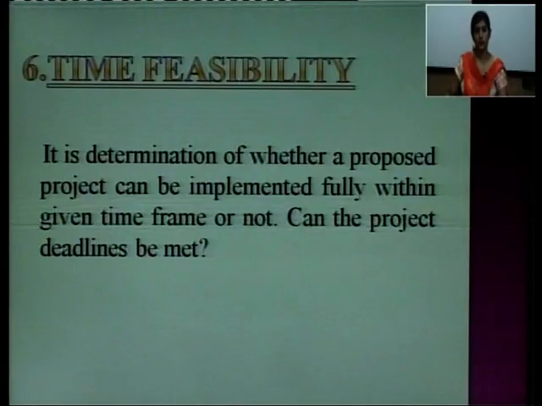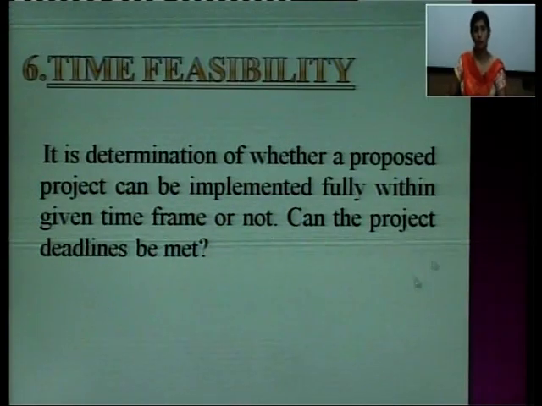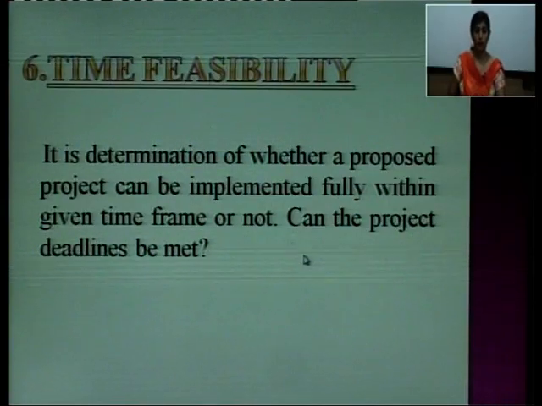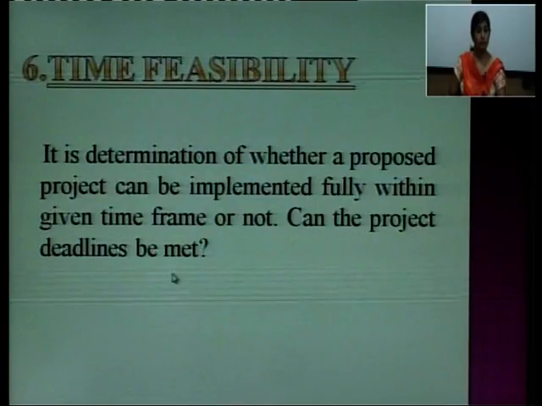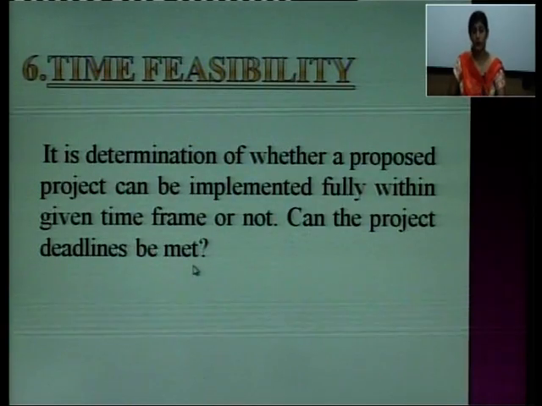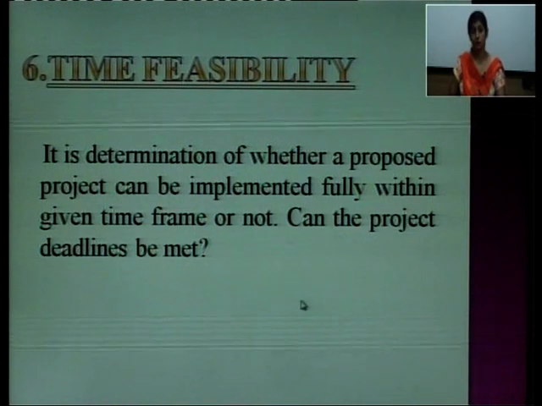I again repeat, time feasibility. It is determination of whether a proposed project can be implemented fully within given time frame or not. Can the project deadlines be met? This is again a feasibility study that we consider in our mind before developing any project.